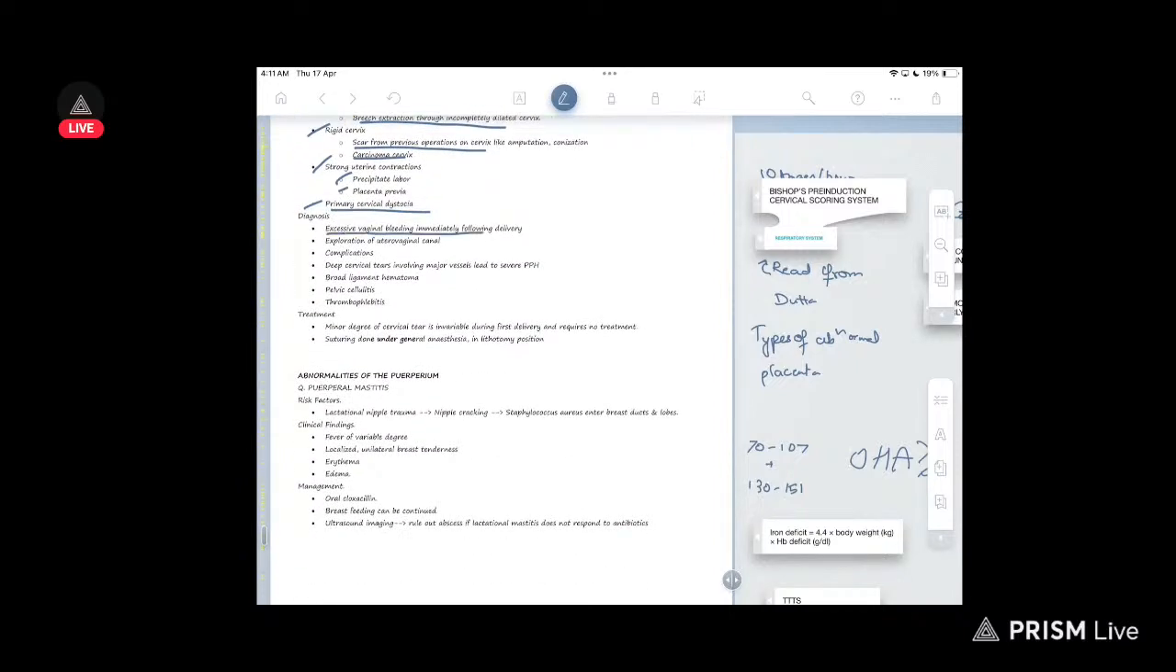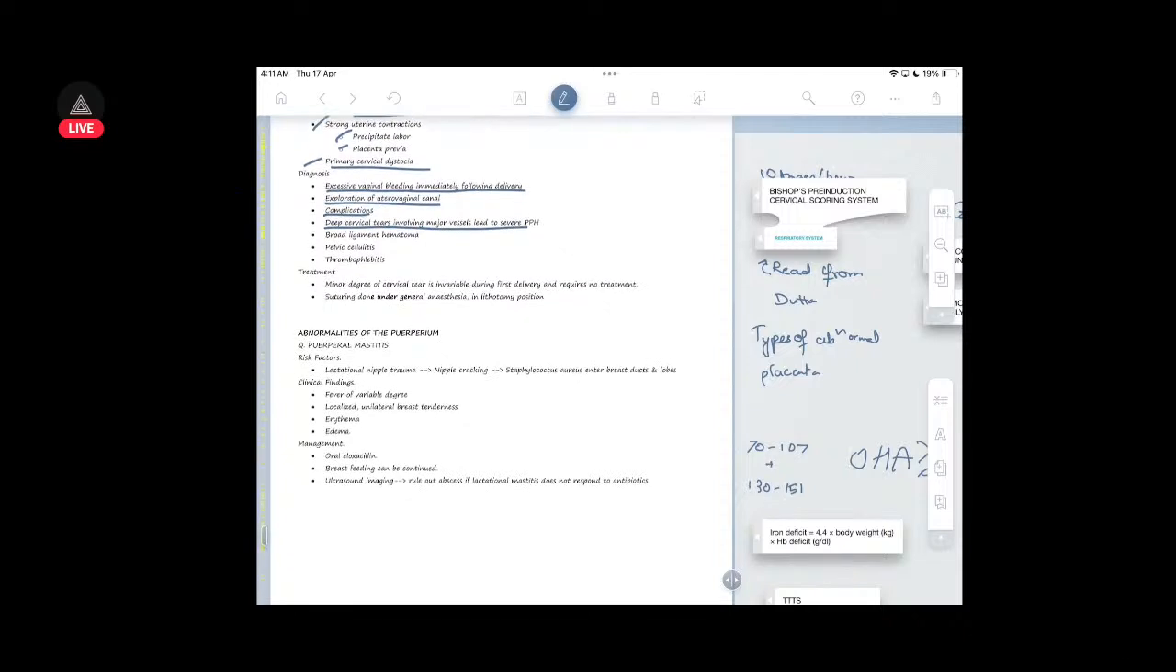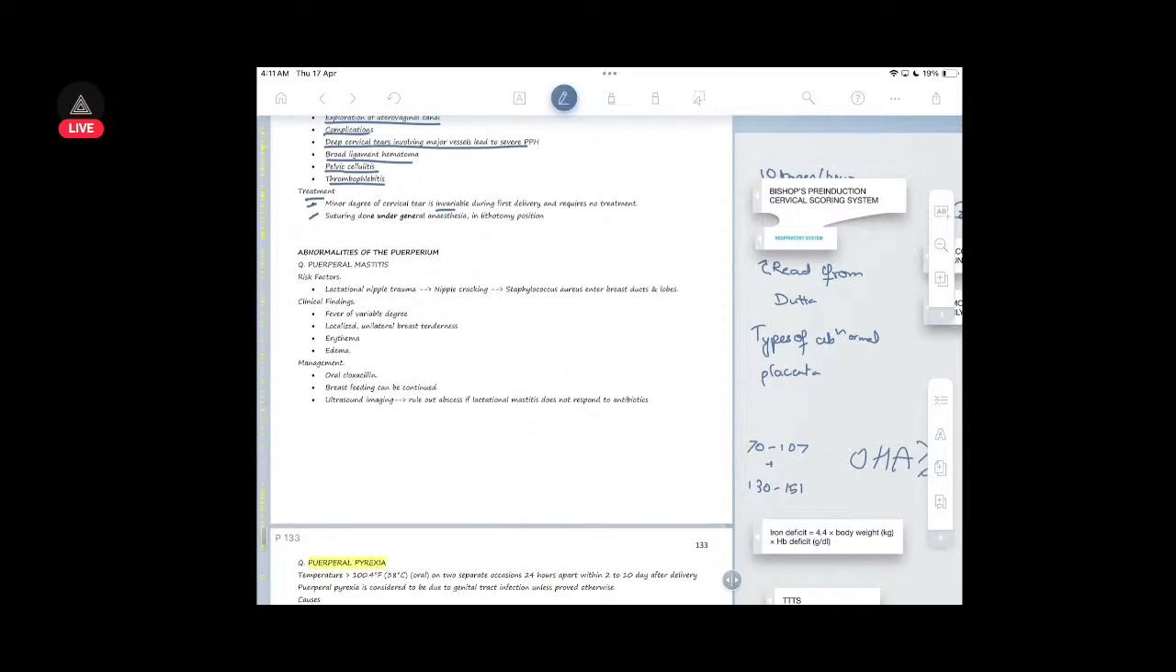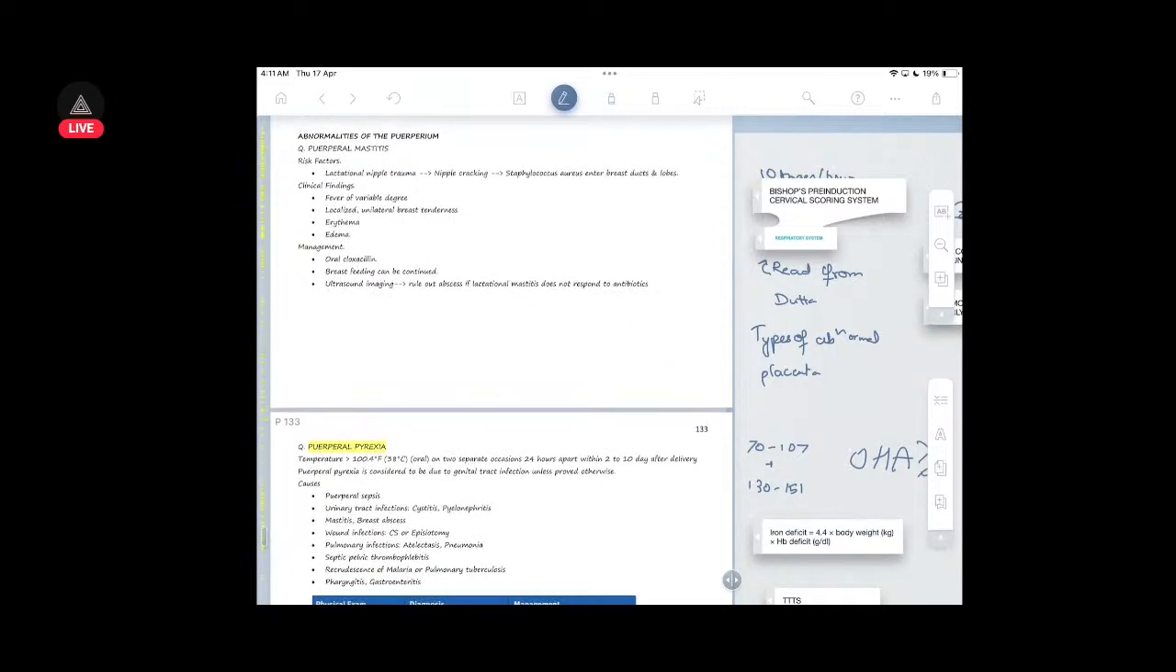Diagnosis: excessive vaginal bleeding following delivery. Exploration should be done. Complications: a deep cervical tear involving major vessels leads to postpartum hemorrhage. Broad ligament hematoma may be seen. Pelvic cellulitis and thrombophlebitis can be seen. Treatment: a minor degree is invariable. Then suturing is done under anesthesia in lithotomy position.